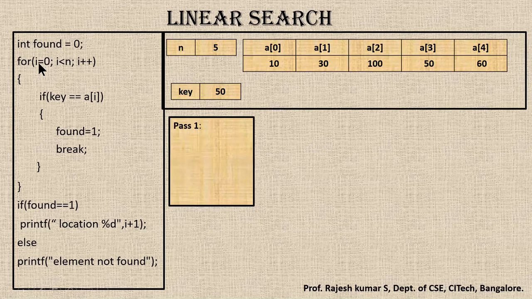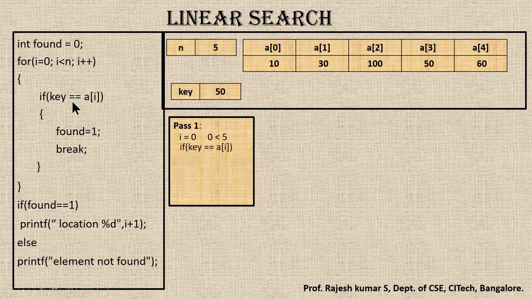In pass 1, we start with the for loop. The i value is initialized to 0. We check the condition: 0 is less than 5. Yes, the condition is true. When the condition is true, we come inside the for loop. Inside the for loop, we check one more condition using a branching statement. Only if this particular condition is true, found is made 1 and we come out of the loop. If the condition is false, we repeat the loop.